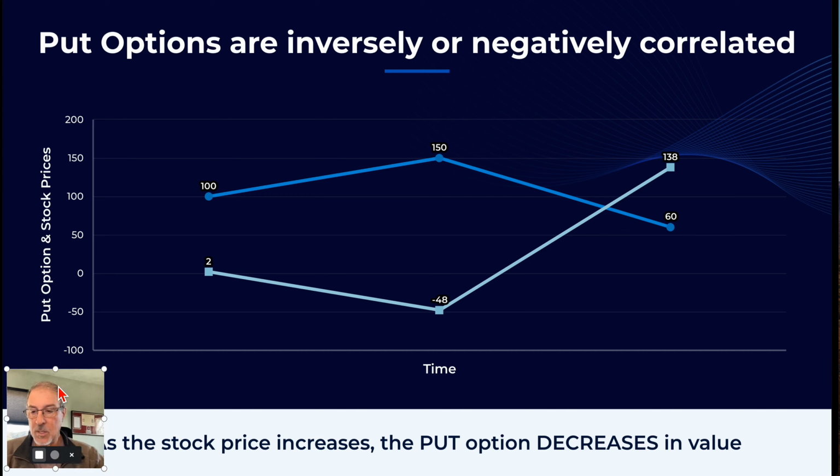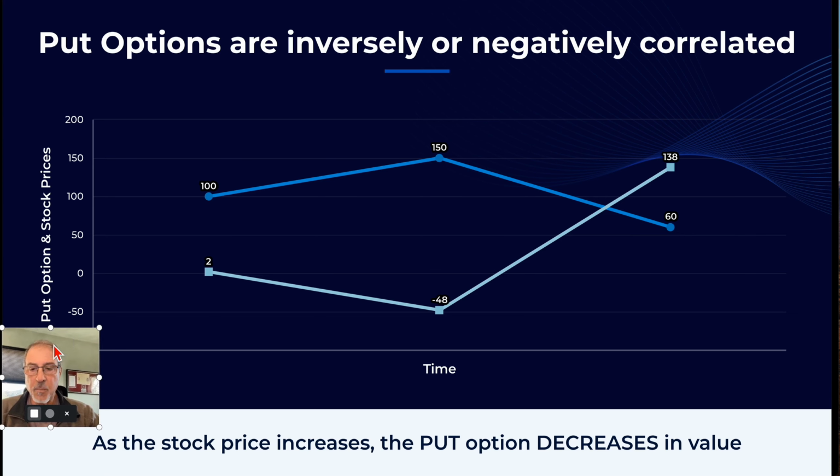Now, put options are inversely or negatively correlated. So what that means is as the price of the underlying goes up in value, the price of the put will drop in value, and vice versa. If the price of the underlying drops in value, that put becomes more valuable. So think of it in terms of your house. If your house is worth $150,000 and it suffers massive damage, $90,000 in damage, well, that put value goes up. I now have an insurance policy on that that I can cash in for that missing portion.